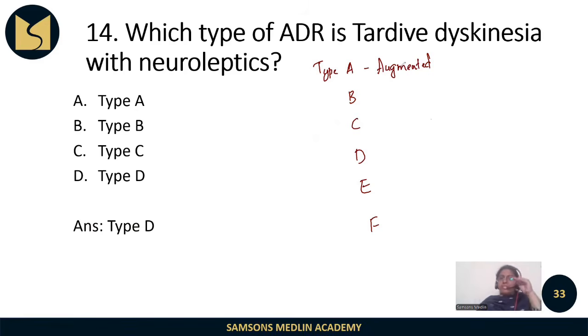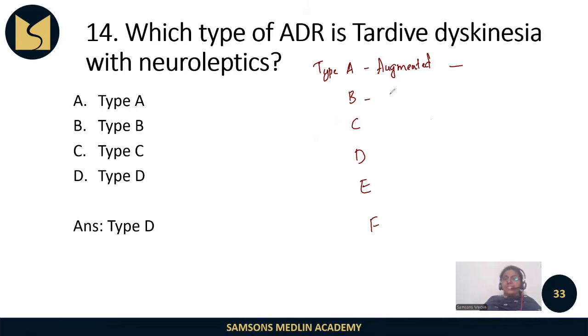Increased. So that means certain drugs, when the dose is increased, will show certain ADR. In the normal therapeutic dose there is no problem, but when the dose is increased, it will show certain adverse drug reactions. Simple examples: the anticoagulant warfarin, if the dose is increased, it can cause bleeding. Insulin, if the dose is increased, it can cause hypoglycemia.